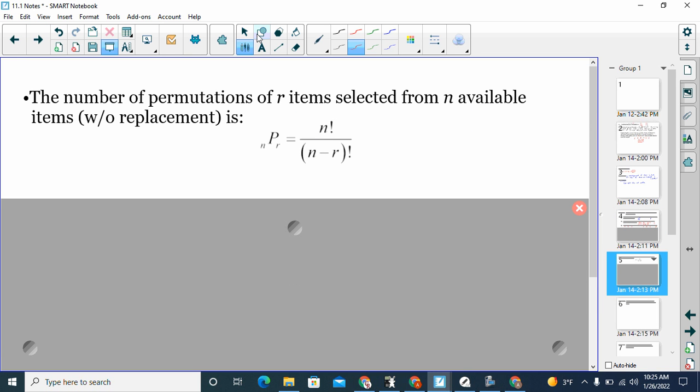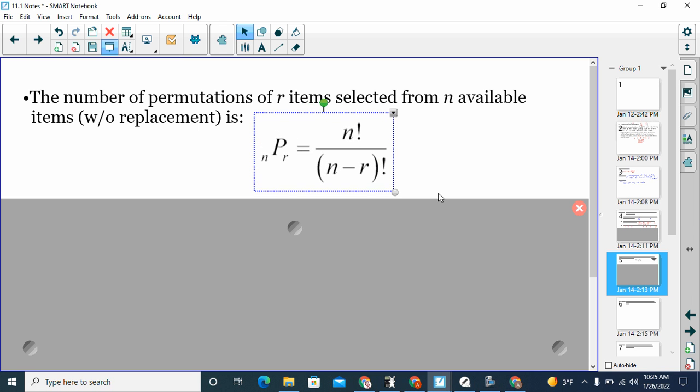Next thing we need to talk about is how to find the actual number of items. The number of permutations of n items, choose r. So notice n is the number of available items. r is the number of items that are being selected or chosen. Notice r is always going to have to be less than or equal to n. You can't select more items than you have available.